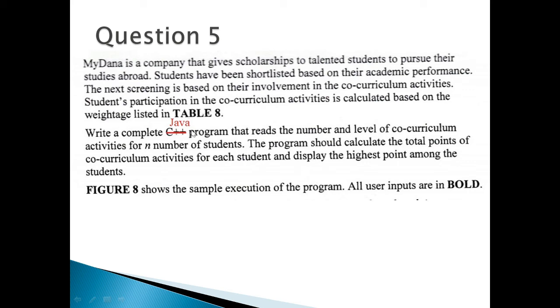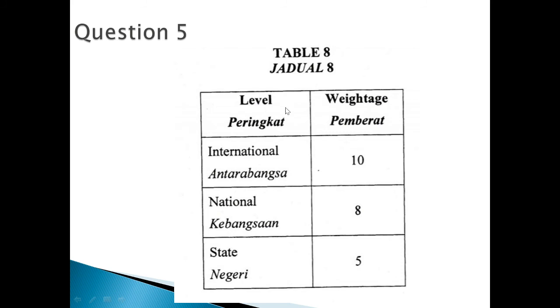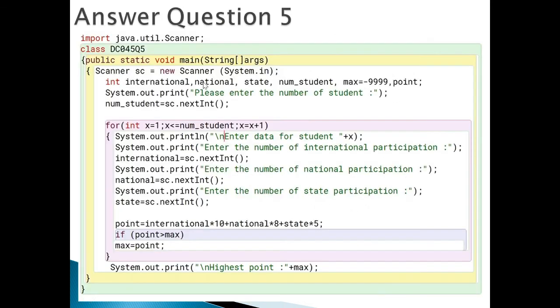Okay, so write a complete Java program to read the number and level of co-curricular activities for n number of students. The program should calculate the total points of co-curricular activity for each student and display the highest point among the students. So when it says n number of students, it means that you need to involve repetition. Okay, so we look for other information. This is table 8. This is the information for your formula. And this is the sample output. So when you create your program and your coding, please refer to the sample output. You must follow the sample output here.